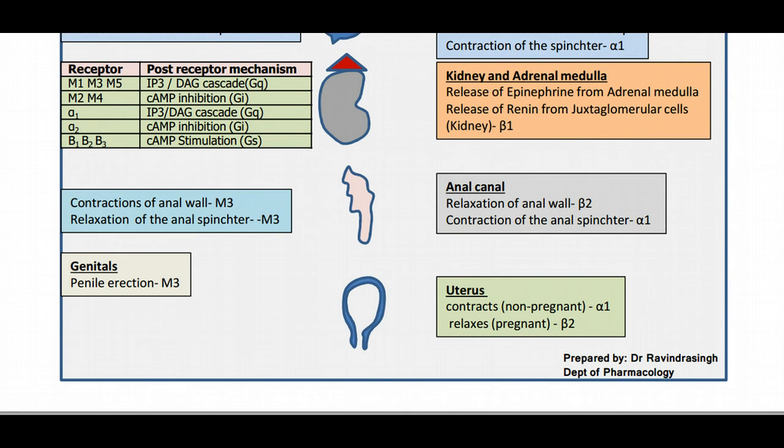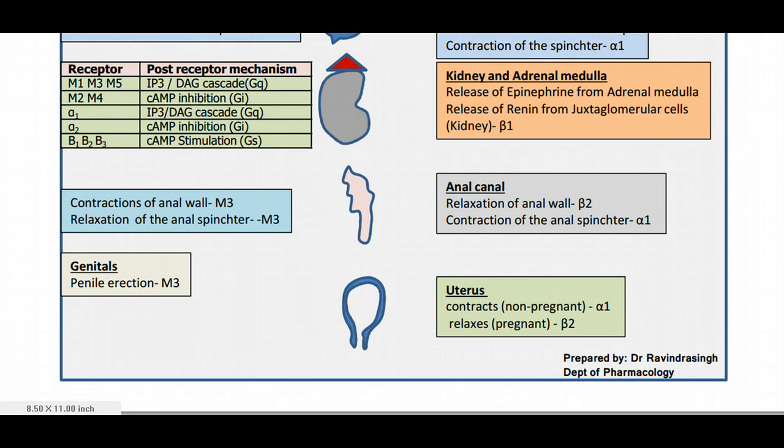And there's another very important effect of the sympathetic system on the kidney. Interestingly, the kidney mainly has beta 1 receptors, so whenever these beta 1 receptors are stimulated, it will cause release of renin from the juxtaglomerular cells. And this renin will in turn cause formation of angiotensin. Then this angiotensin will in turn increase blood pressure and also cause aldosterone release from the adrenal cortex. And not only that, it also helps the release of epinephrine from the adrenal medulla.